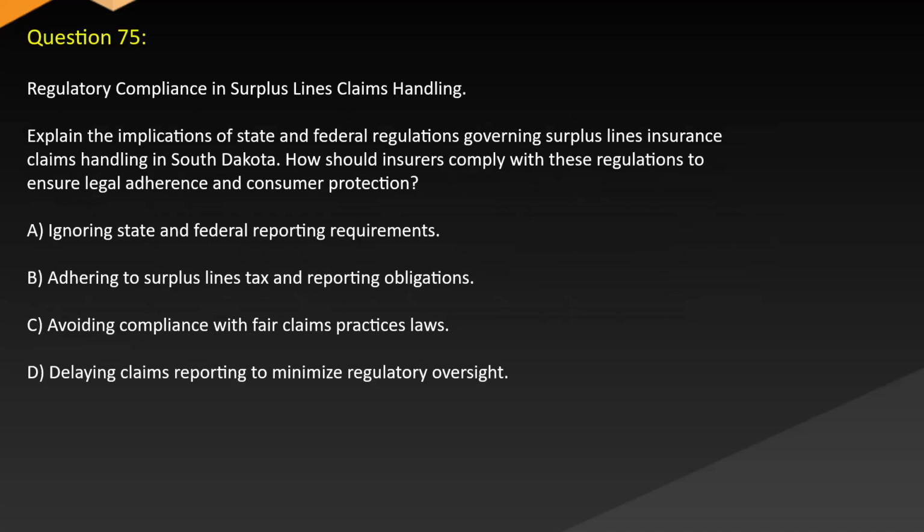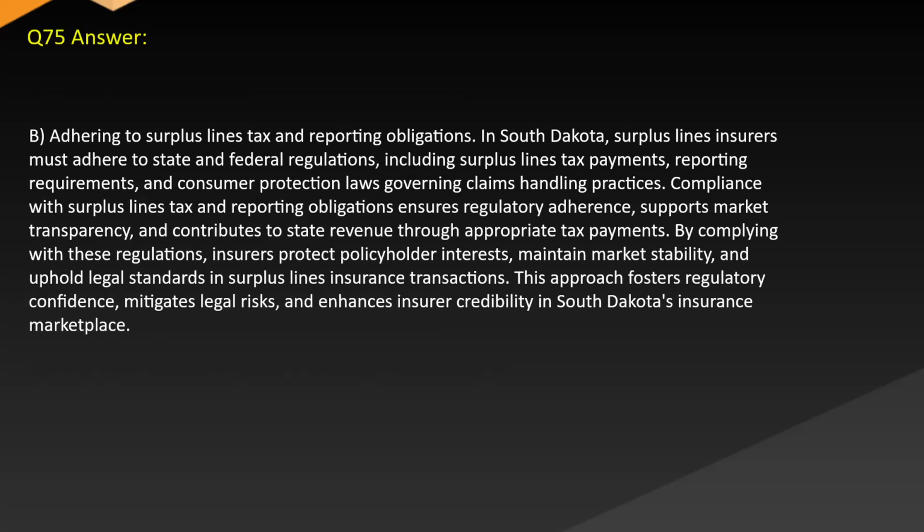Question 75. Regulatory compliance in surplus lines claims handling. Explain the implications of state and federal regulations governing surplus lines insurance claims handling in South Dakota. How should insurers comply with these regulations to ensure legal adherence and consumer protection? A. Ignoring state and federal reporting requirements. B. Adhering to surplus lines tax and reporting obligations. C. Avoiding compliance with fair claims practices laws. D. Delaying claims reporting to minimize regulatory oversight. Answer is B. Adhering to surplus lines tax and reporting obligations.